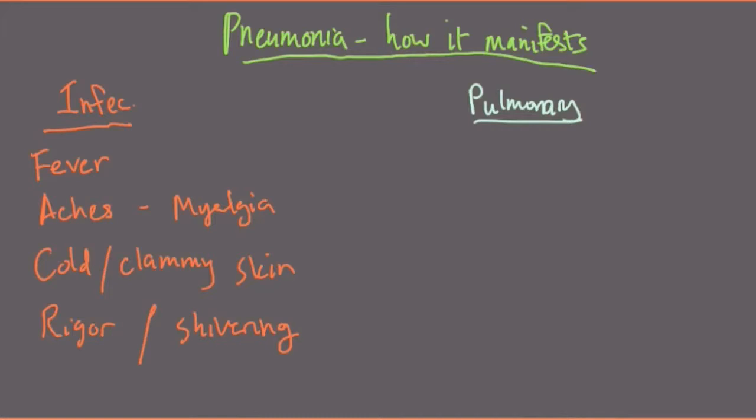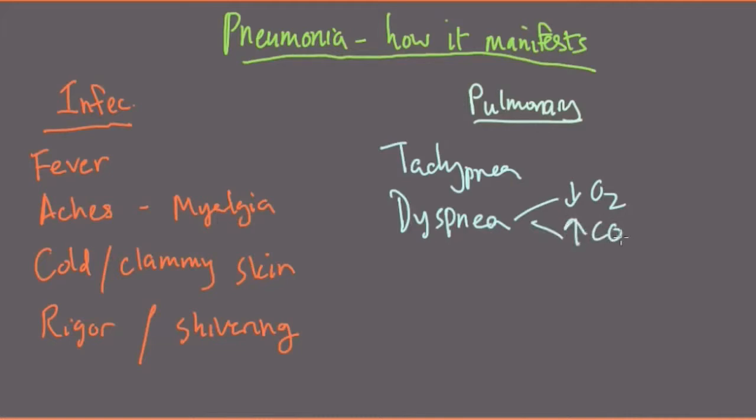However, what makes pneumonia more unique is the pulmonary compromise that goes on. The way that this typically manifests itself in pneumonia is you have rapid breathing, tachypnea, you have difficulty breathing, dyspnea, and the difficulty breathing often leads to decreased oxygen and increased carbon dioxide retention in your blood, and these two conditions will lead to some of the other manifestations that we see.